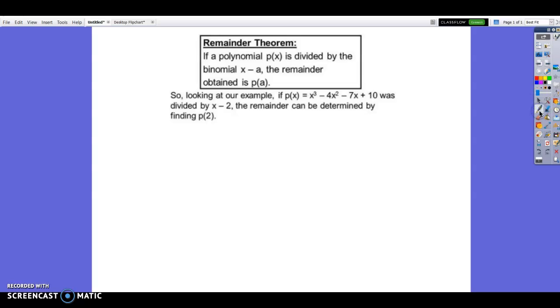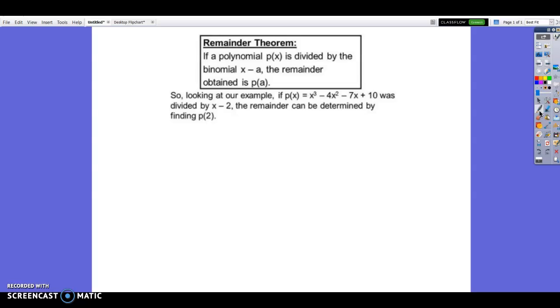Hey guys, we're going to talk about the remainder theorem. We've been talking about polynomial division. So we just finished up long division and synthetic division with polynomials, and the remainder theorem goes along with that. So let's see what the remainder theorem says.